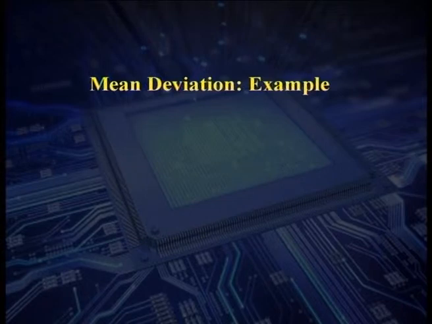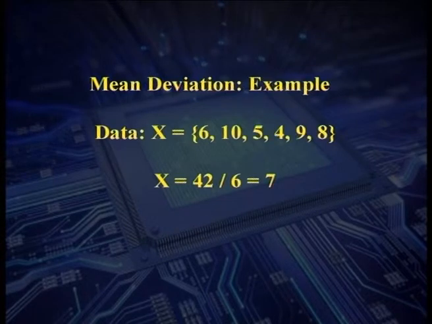Suppose the data set is 6, 10, 5, 4, 9 and 8, as seen on your screen. If you add these up you get 42, and since there are 6 scores, 6 numbers in the data set, divided by 6 you will get 7. 7 is the average, or the mean.